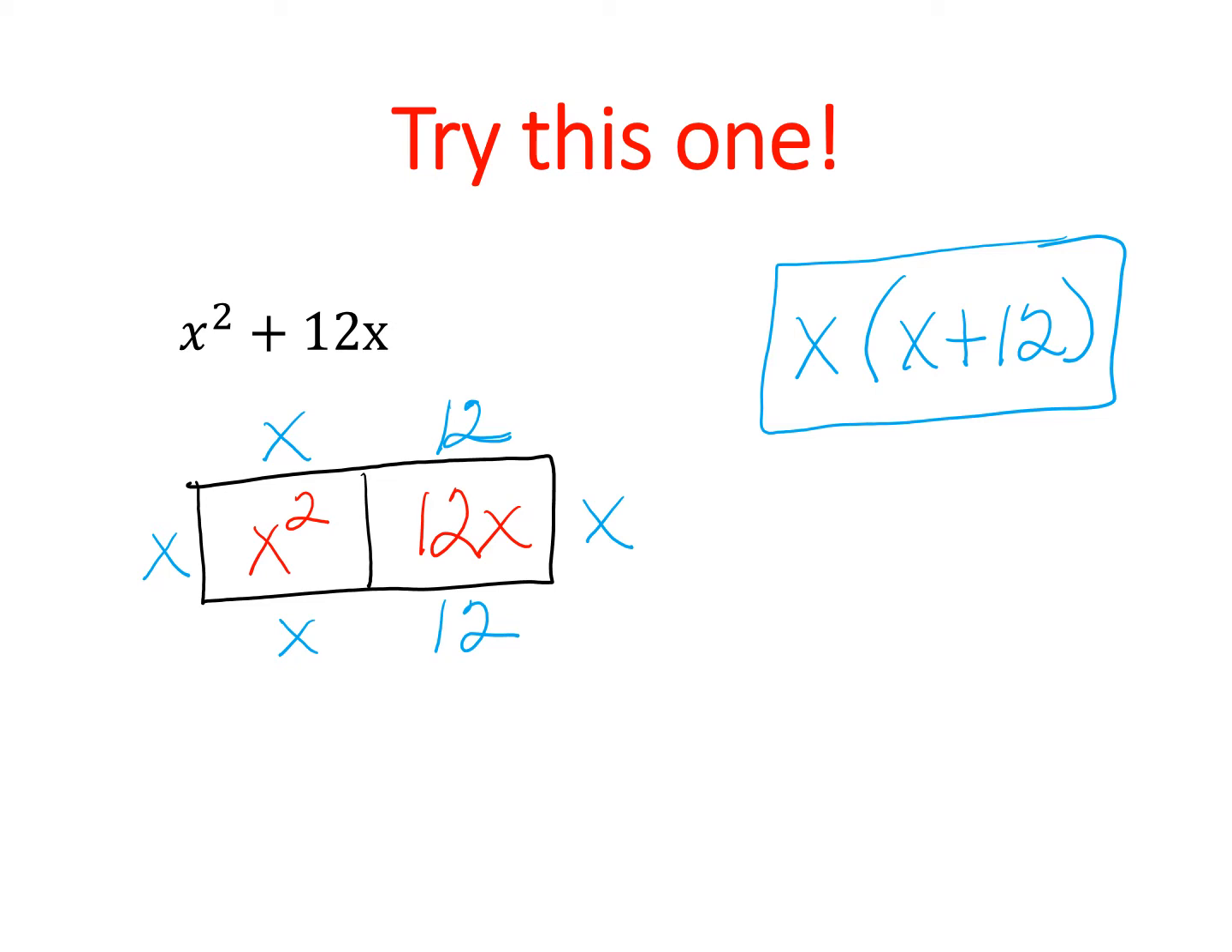So if you have only two terms, you only draw 2 blocks. If you have 4 terms, then you're going to draw those 4 blocks. But if you have 3 terms, you're still going to have to draw 4 blocks. Notice it's always an even number of boxes that we're drawing.